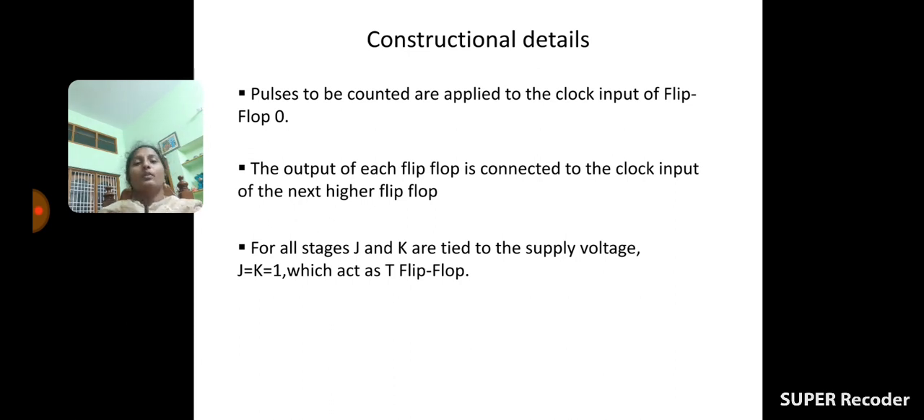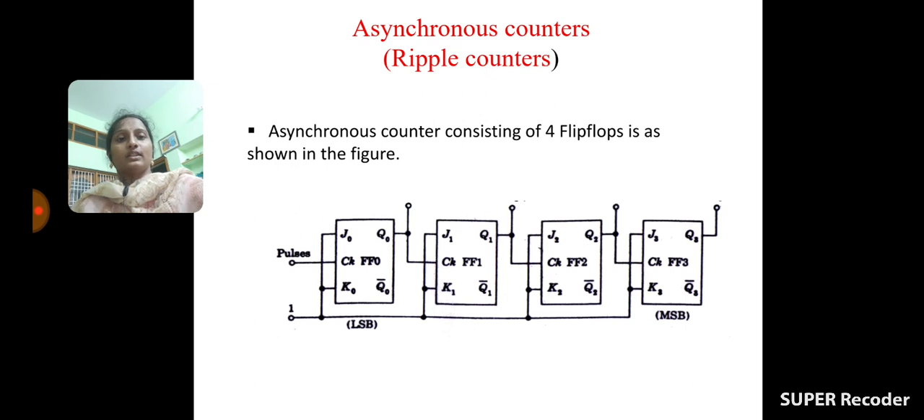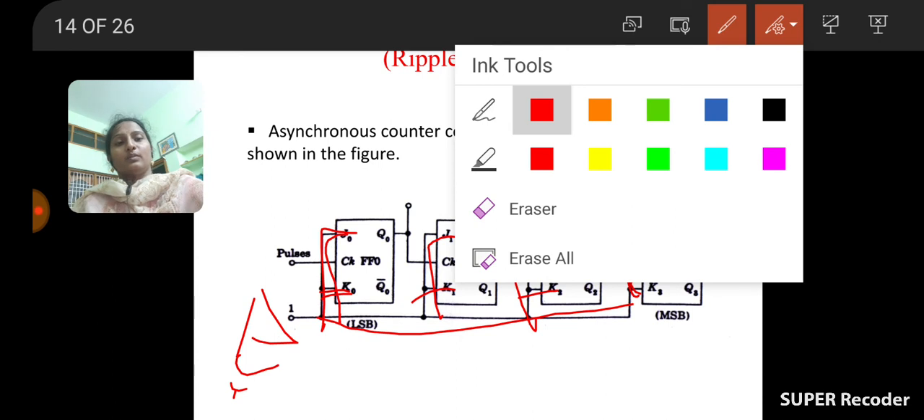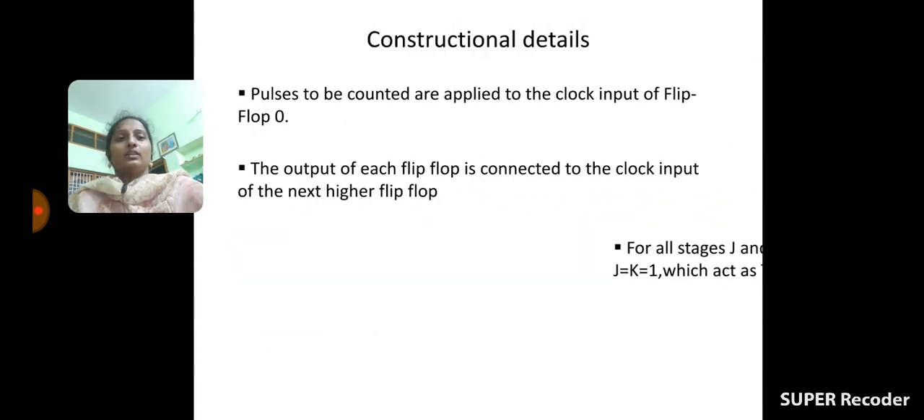Okay, and for all stages, J and K are tied together to the supply voltage. Means J and K is equal to 1, which acts as a toggle flip-flop. So in this condition, see, J and K are connected together. See here once, J and K connected together, J and K connected together, J and K are connected together and given to 1. That means these are given to the supply voltage, whether it may be 5 volts or it may be 13 volts.